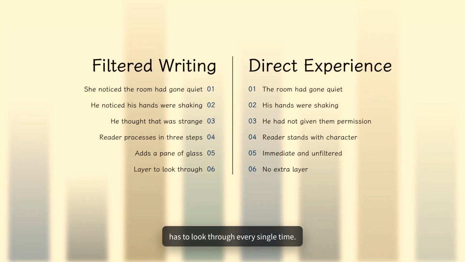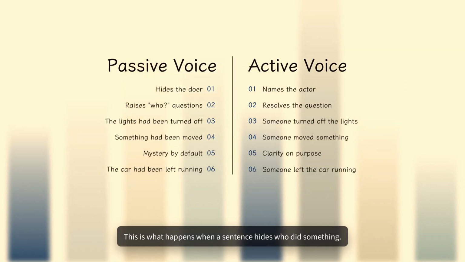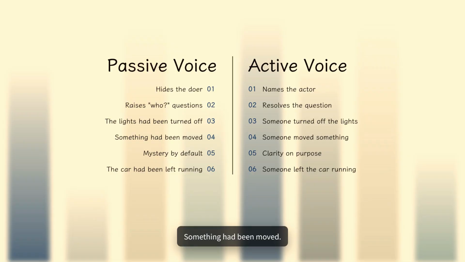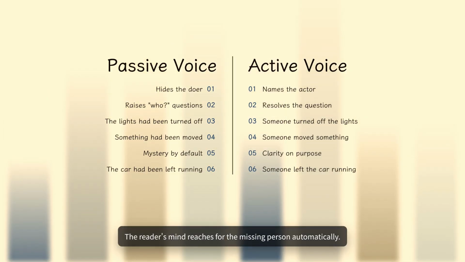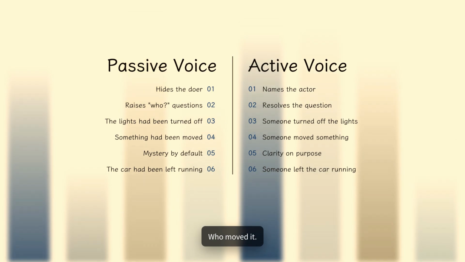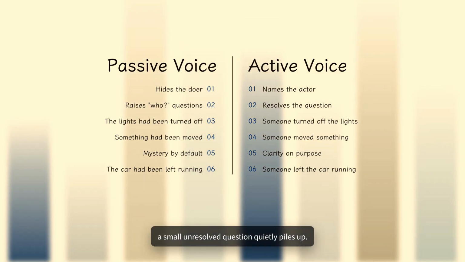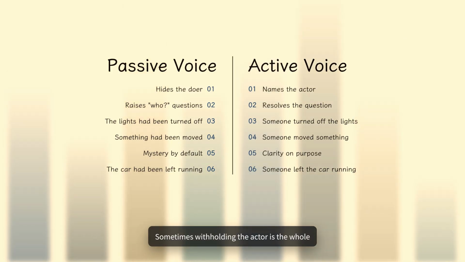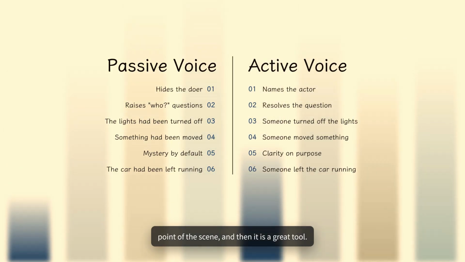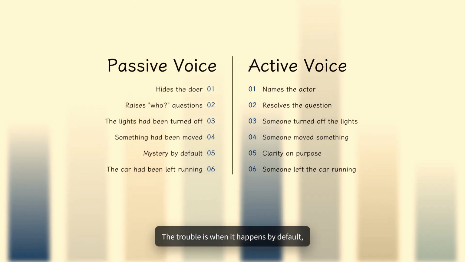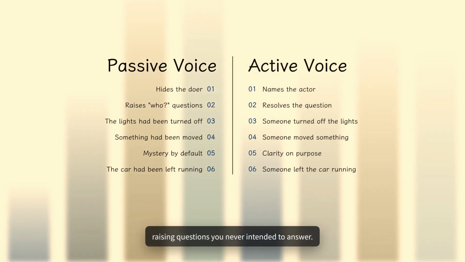adding a layer the reader has to look through every single time. This is what happens when a sentence hides who did something. The lights had been turned off. Something had been moved. The reader's mind reaches for the missing person automatically. Who turned them off? Who moved it? If no answer ever comes, a small, unresolved question quietly piles up. Sometimes, withholding the actor is the whole point of the scene, and then it is a great tool. The trouble is when it happens by default, raising questions you never intended to answer.